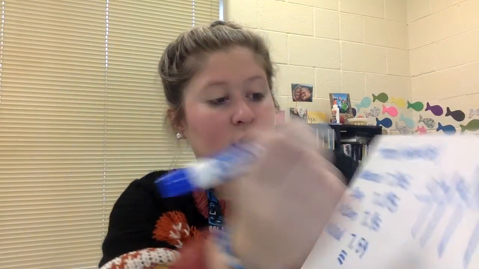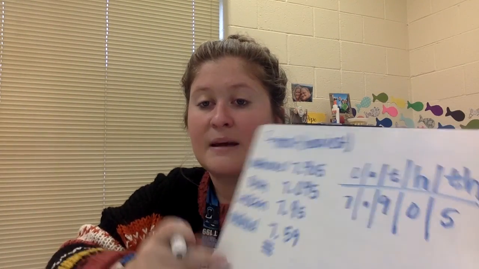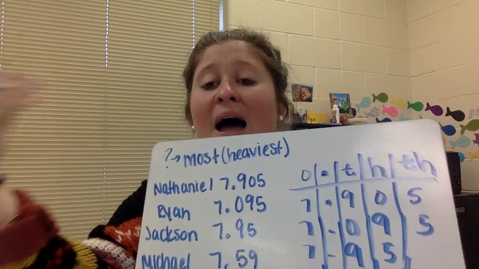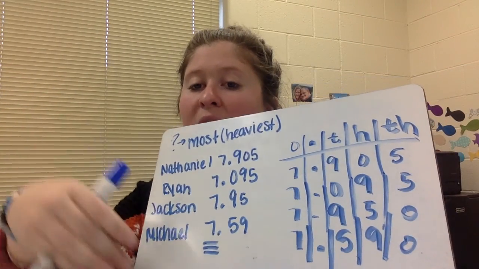So first is Nathaniel. He had a decimal. Match up. So that makes 7 and 905 thousandths. I'm going to do that for everyone. Ryan, Jackson, Michael. Okay. These two last numbers have nothing over here. So if that bothers you, as a placeholder, you can add in zeros so that they all have the same digits and all kind of look pretty.